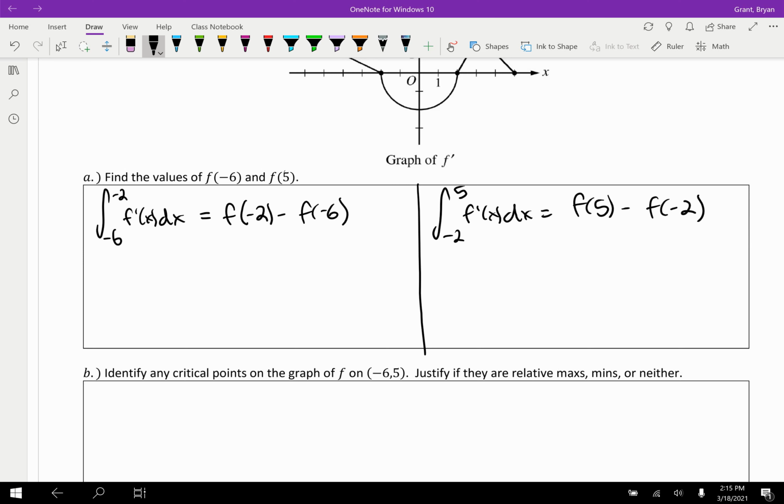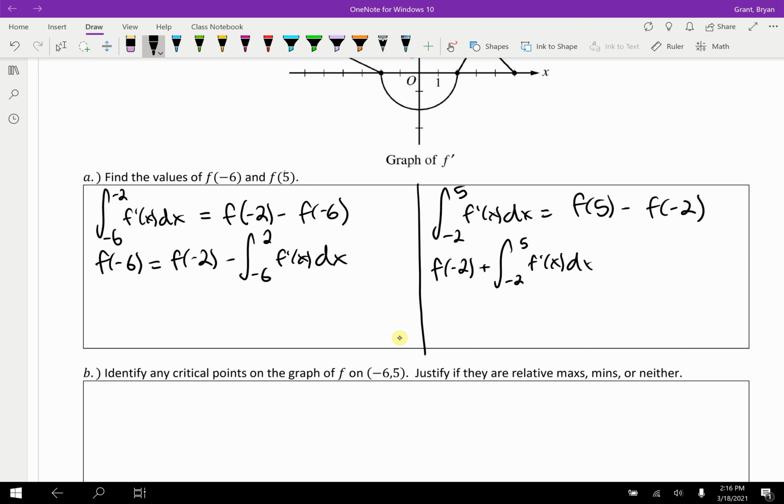So let's isolate first. We're looking for f of negative 6. I'm going to add that to the left side and subtract the integral to the right. F of negative 6 is going to be f of negative 2 minus the integral from negative 6 to negative 2, f prime of x dx. Same thing over here. If I'm looking for f of 5, now I'm just going to add f of negative 2 over to the integral. Keep that all on one side there. There we go.